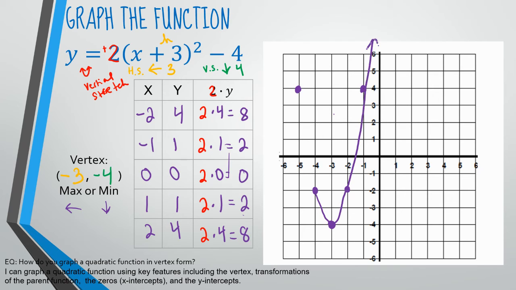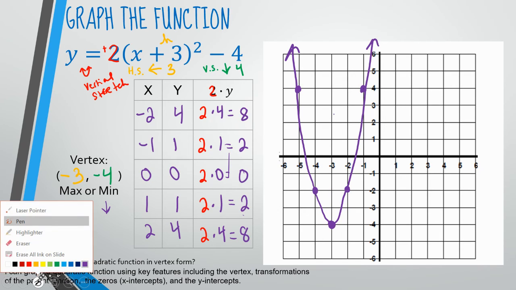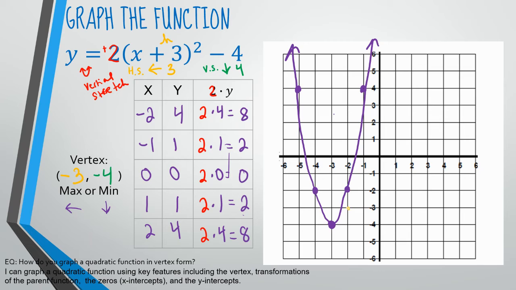And make sure you realize it was stretched by 2. See how it usually, if we did our parent function, normally it would be right 1 up 1, right 2 up 4. But we took those points and we stretched it by 2.